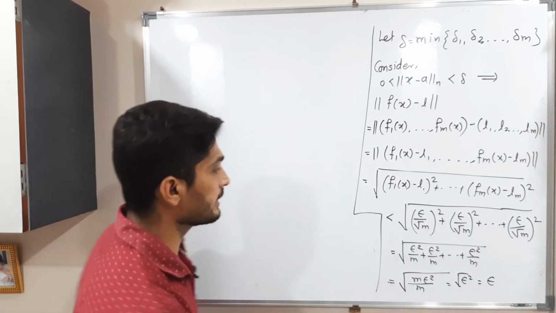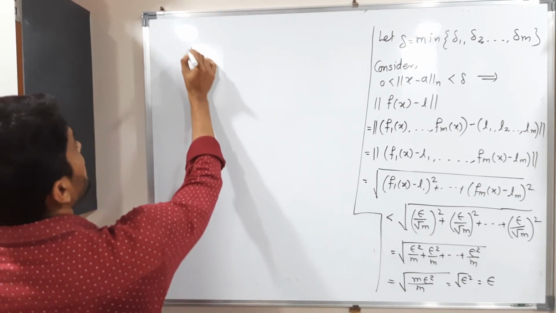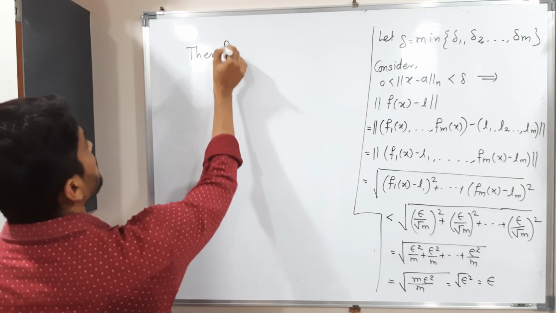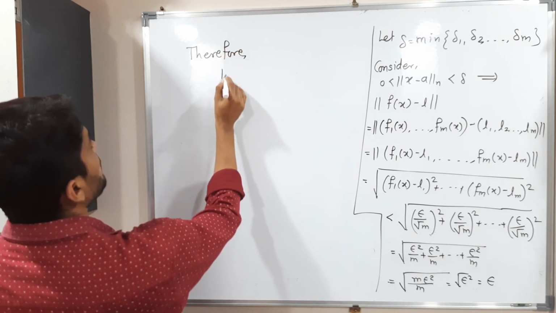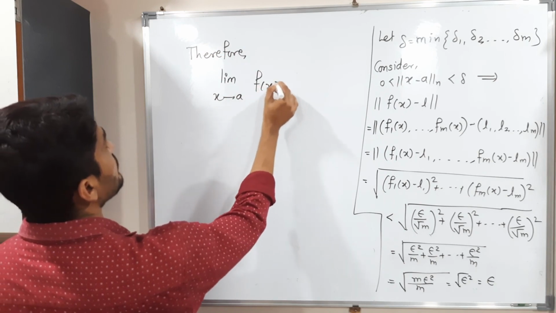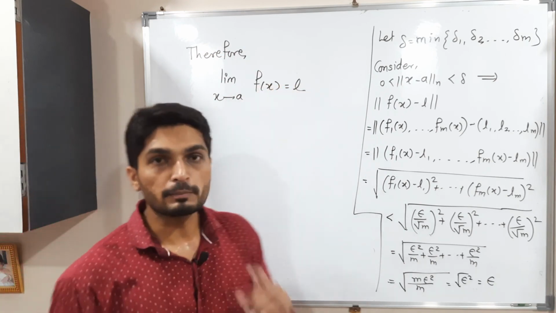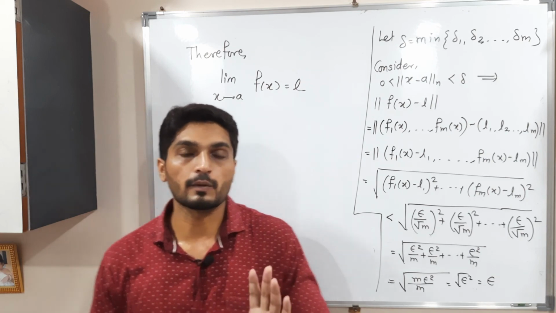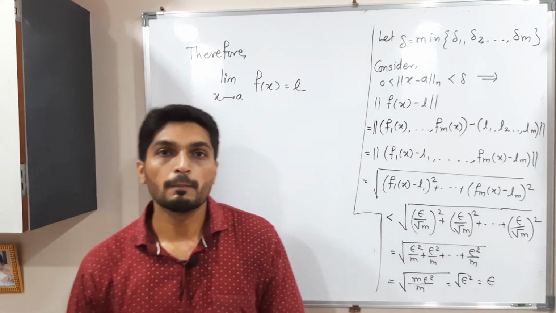Okay, so let us write that thing. Therefore, limit as x tends to a of f(x) is equal to L. That means the limit of f is L at x equal to a. So in this way we proved the theorem.